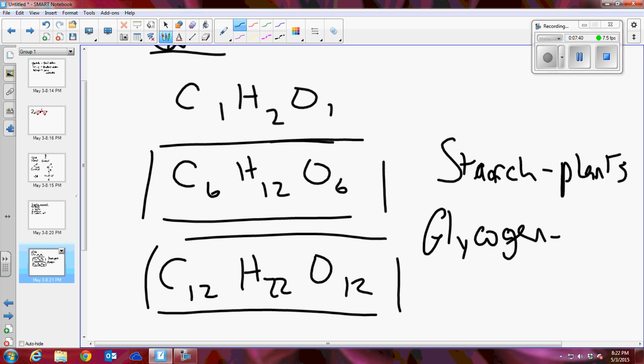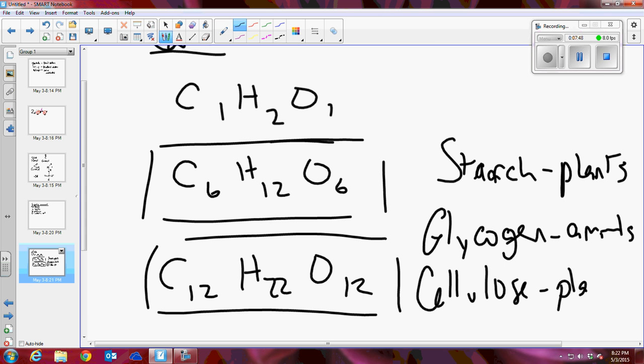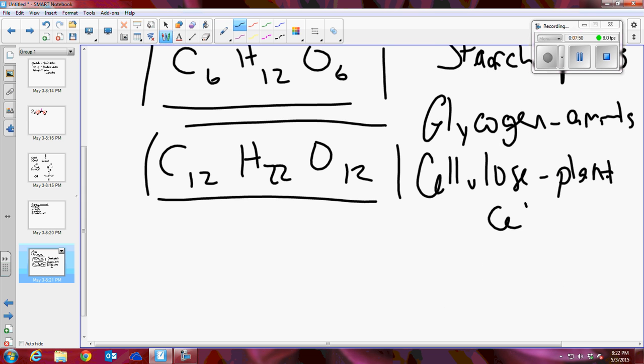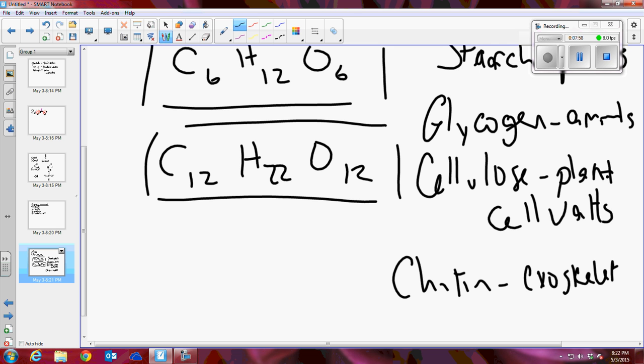Glycogen is animals. No really easy way to remember that one. Cellulose. This is plant cell walls. And chitin. This is like exoskeletons and fungal cell walls as well. Nothing else on carbohydrates. Their purpose is they serve as the primary source of energy for all organisms. This is the source of energy that most organisms will break down readily.